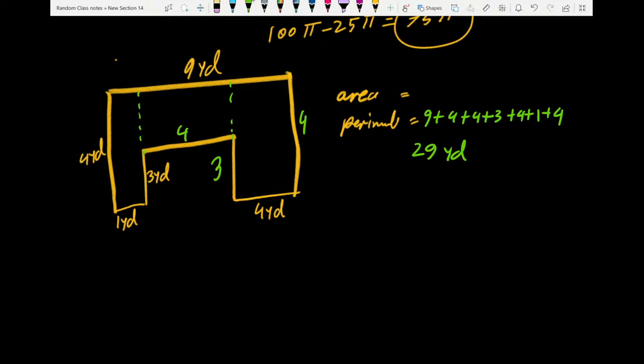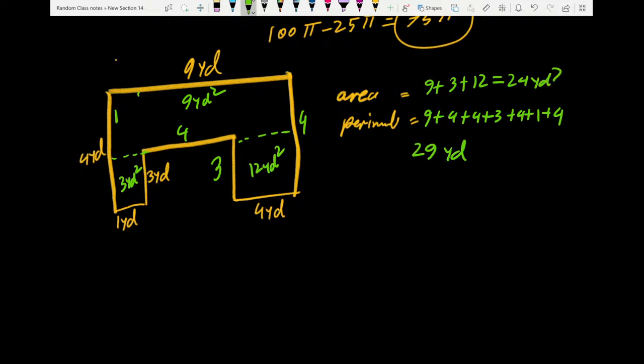Should we do it this way? No, I think this might be easier. Boom. So if the whole thing is 4 and this is 3, this would be 1. Therefore, it will be 9 yards squared, 9 times 1. This inside, this is 3 and 4, it will be 12 yards squared. This is 3 yards squared. So when you add them, 9 plus 3 plus 12, you get 24 yards squared.